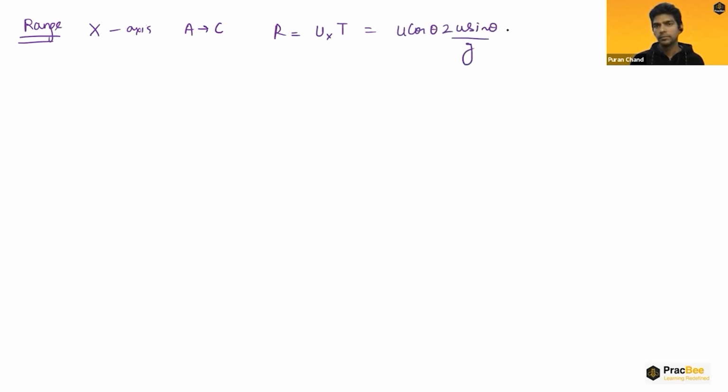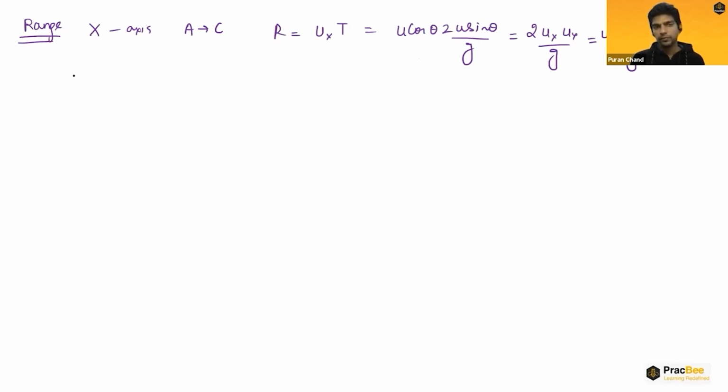Clear? Or you can write this as 2 ux uy by g, or you can write it as u square sin 2 theta by g. Got it? So u square sin 2 theta by g. So you have to remember all these formulas, right? Range is u square sin 2 theta by g. Time of flight is 2u sin theta by g.